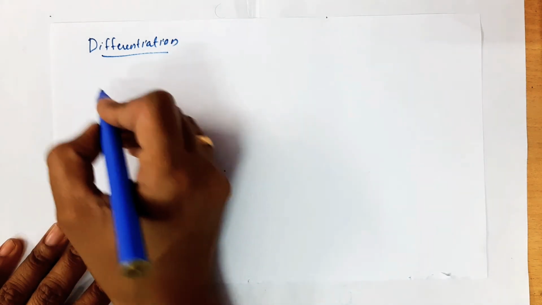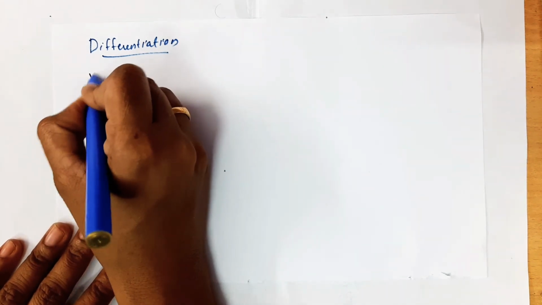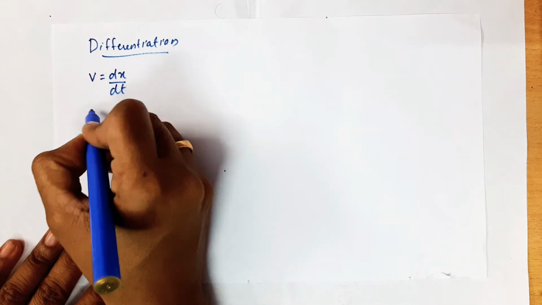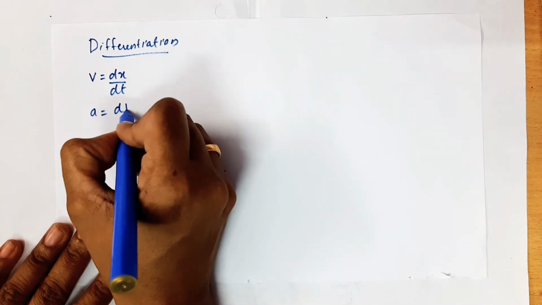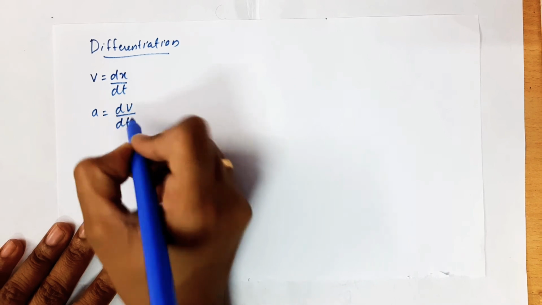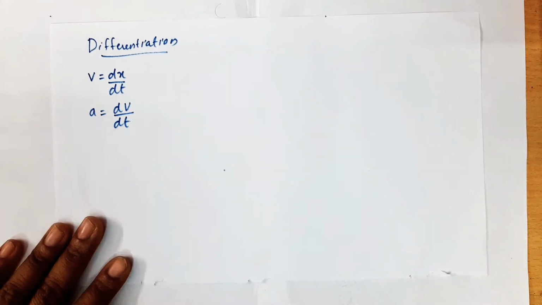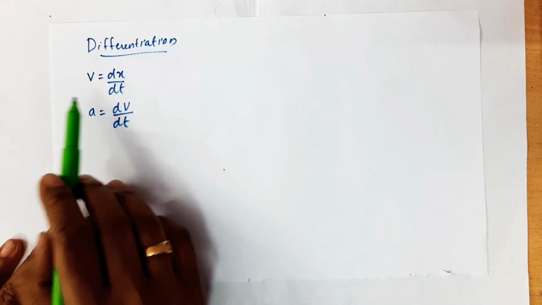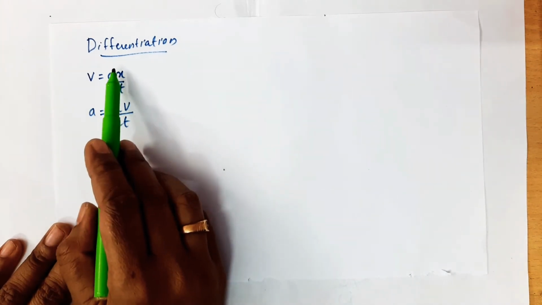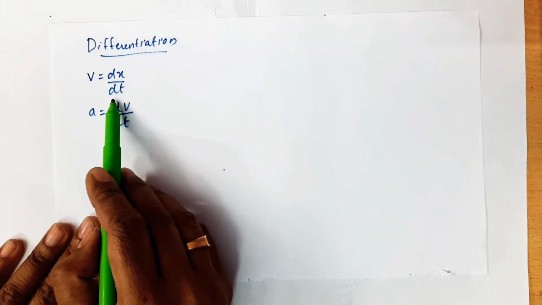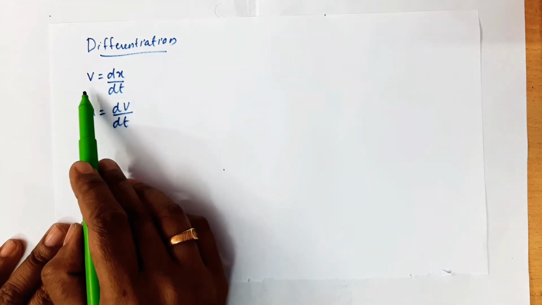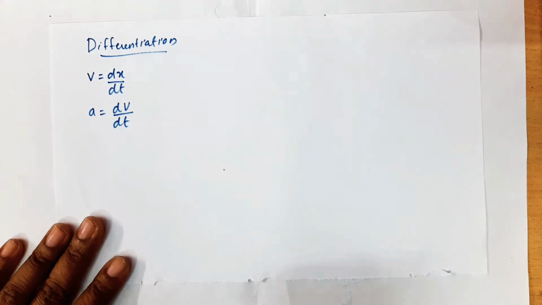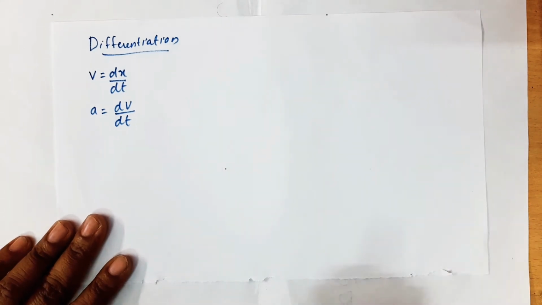So remember, I told you in the previous video, v is nothing but dx by dt and a is nothing but dv by dt. That means velocity is nothing but dx by dt, and a is dv by dt. No need to worry about anything. This means the variation of x with respect to time is called velocity. Variation of velocity with respect to time is called acceleration.